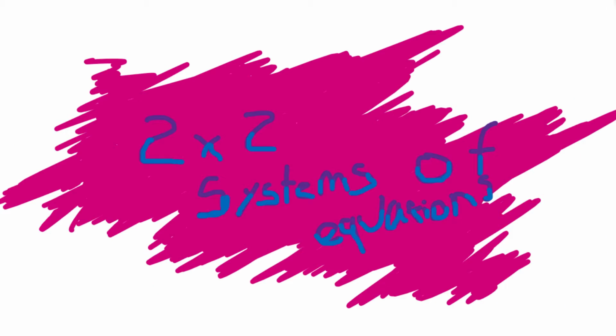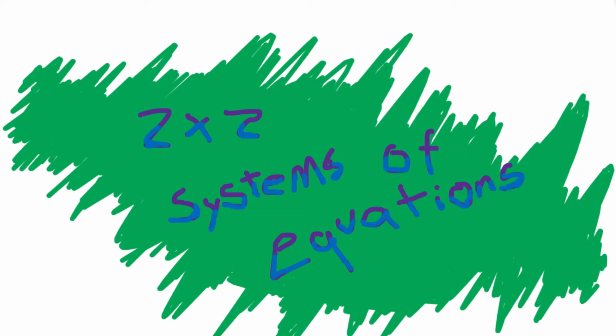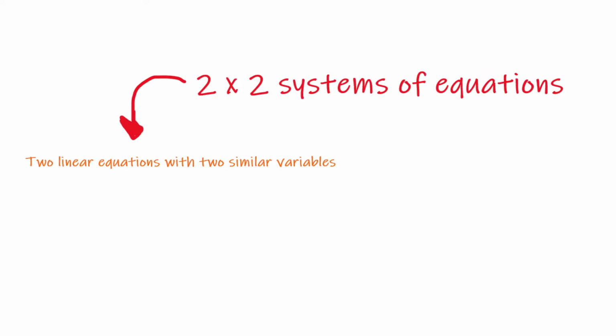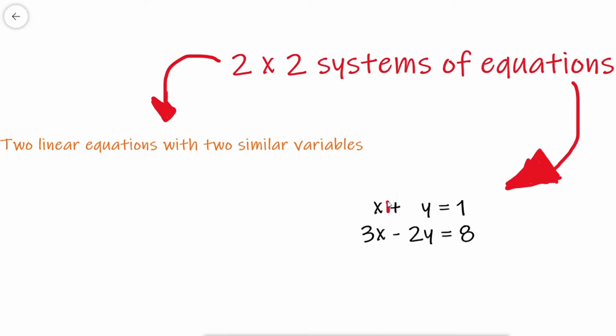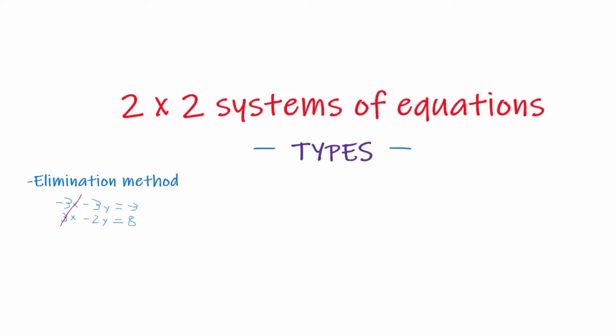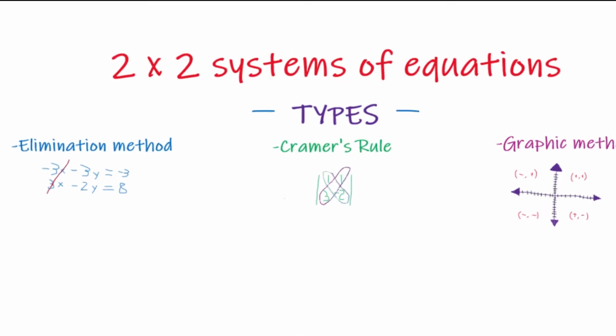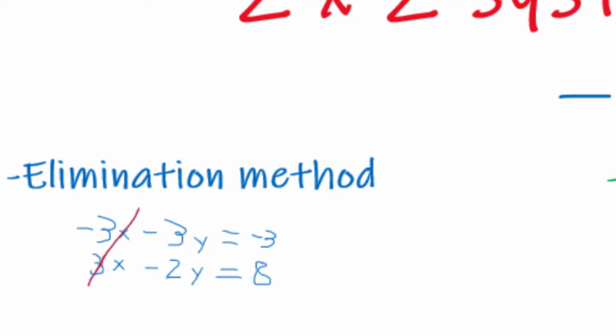This time we're going to see how to solve a 2x2 system of equations. First of all, we need to know what a 2x2 system of equations is. A 2x2 system of equations, in fewer words, is one in which we have two linear equations with two similar variables. There are many ways to solve this type of equation, like the elimination method, Cramer's rule, the graphic method, etc. But this time we're going to focus on the elimination method, which is in my opinion the easiest one to remember.